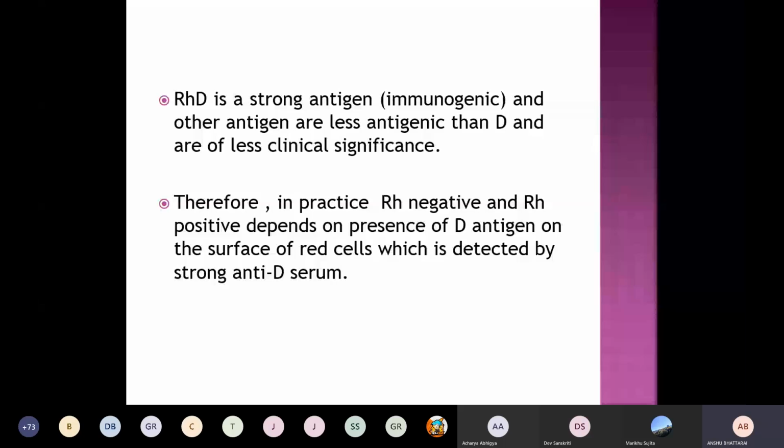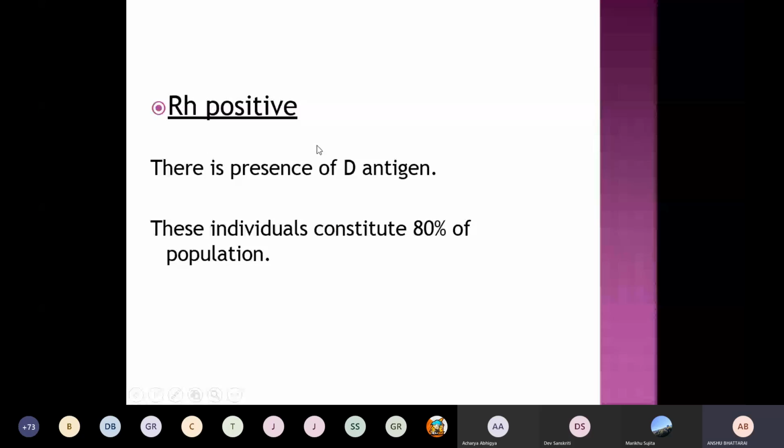So there is presence of D antigen in RH positive people, and it is the most common type of blood group. Okay, so 80% of the population is RH positive, or even more than 80% of the population is RH positive. That is why it is a bit difficult to find RH negative blood even during blood transfusion.